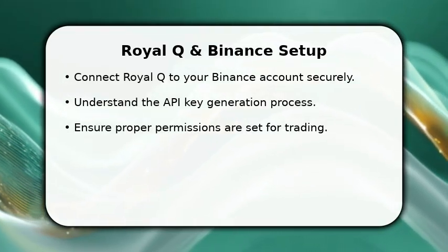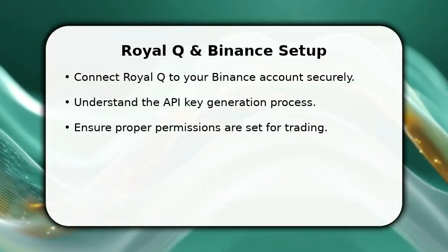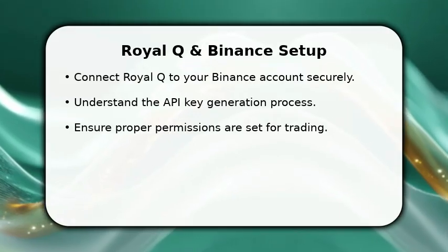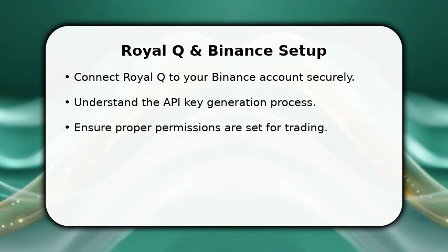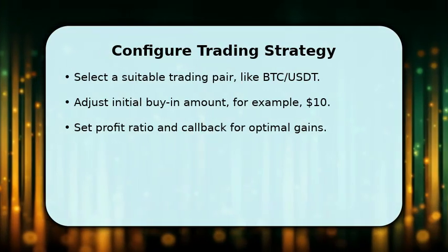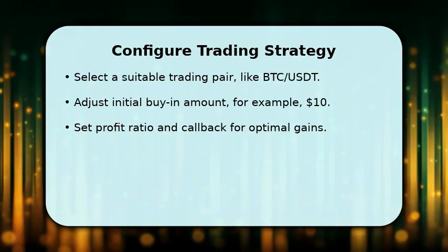Then, open your Royal Queue app, go to API Binding, select Binance and paste your keys. Confirm the binding to link your accounts successfully. Now that your accounts are linked, it's time to set up your trading strategy.